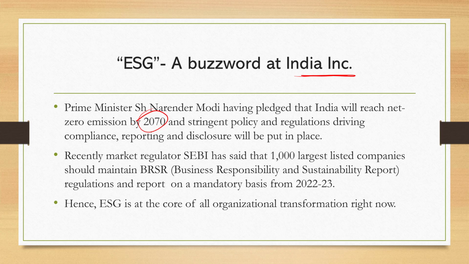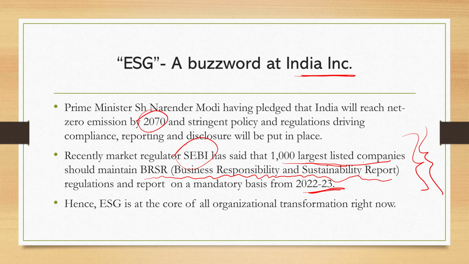Recently, looking into that, market regulator SEBI, Securities and Exchange Board of India, has said that the 1,000 largest listed companies should maintain a BRSR, Business Responsibility and Sustainability Report, and report on a mandatory basis from 2022-23. That means SEBI has made one BRSR report. Some regulations have been put in place, and not all companies, but the 1,000 largest listed companies will have to abide by this and report on a mandatory basis from 2022-23. Hence, ESG is at the core of all organizational transformation right now.